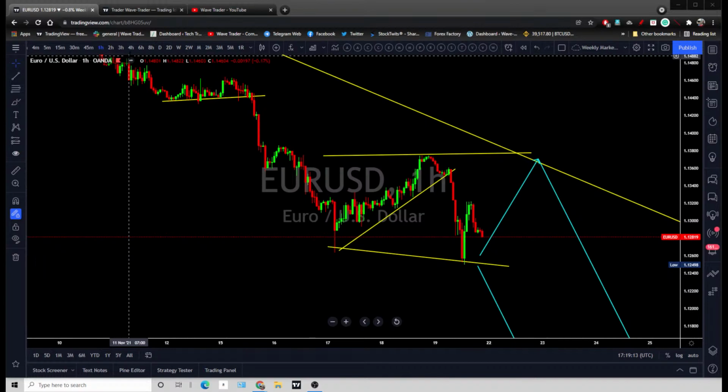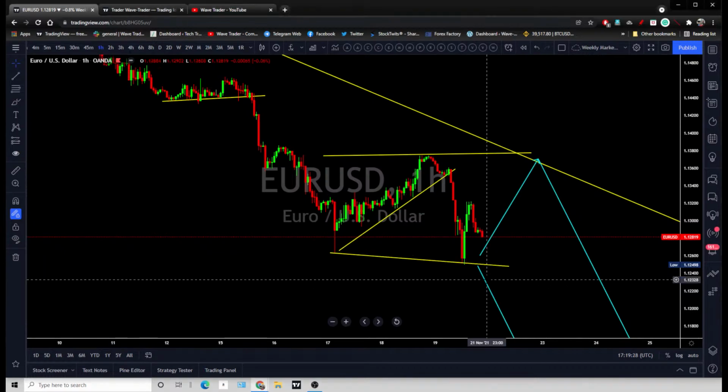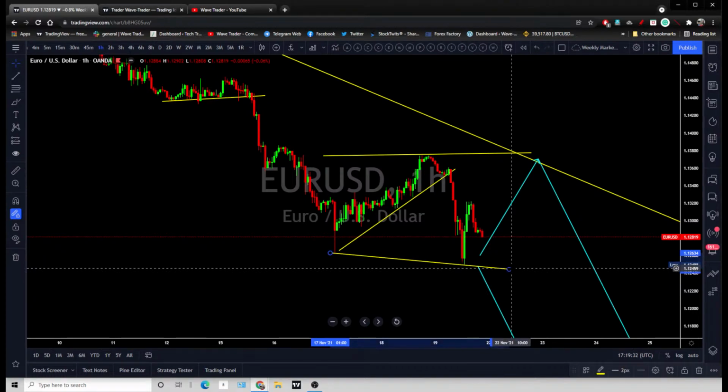All right, so it may reverse, because it has dropped very, very aggressively. It may reverse up to 114. But if it goes up to 115, it's going to be a sell opportunity.